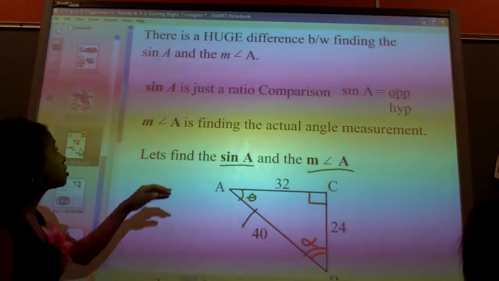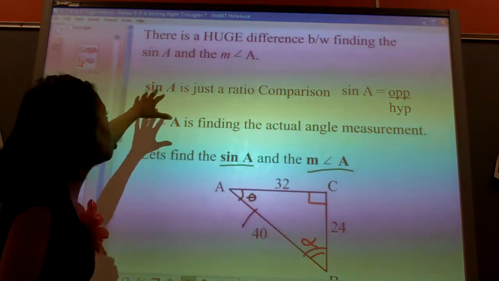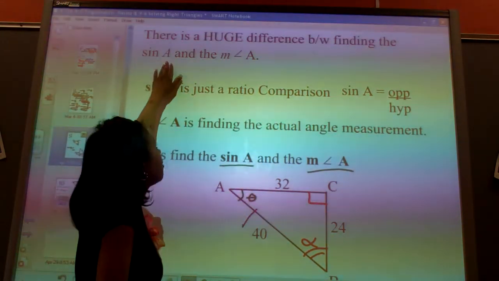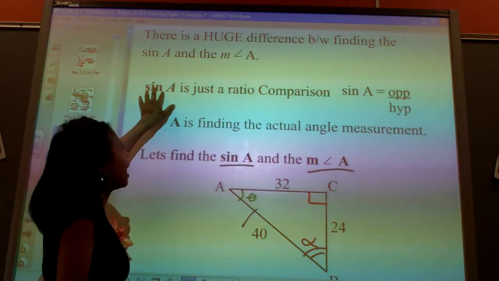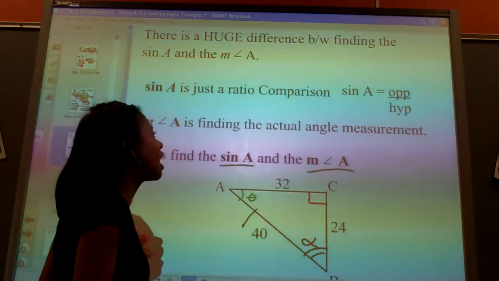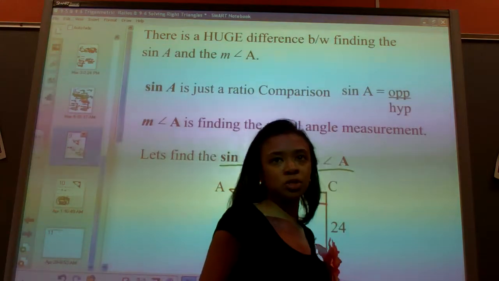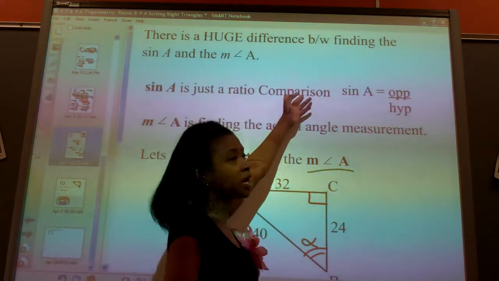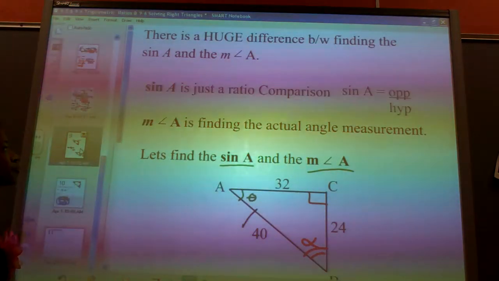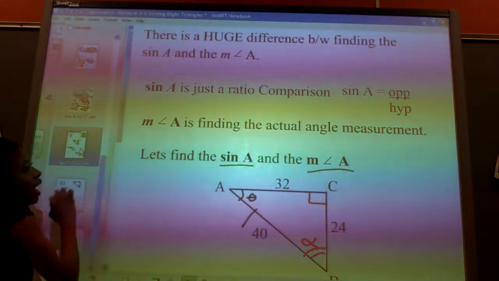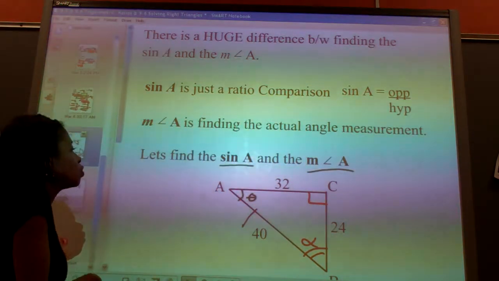Alright, to begin here on this third and final piece, I just want to make a distinction that there is a huge difference between the sine of A and finding the measure of angle A. Sine A is just a comparison. When I say sine A, that means I'm comparing two legs: opposite over the hypotenuse. If I say the measure of angle A, that is finding the actual angle measurement, that's what you need to do.